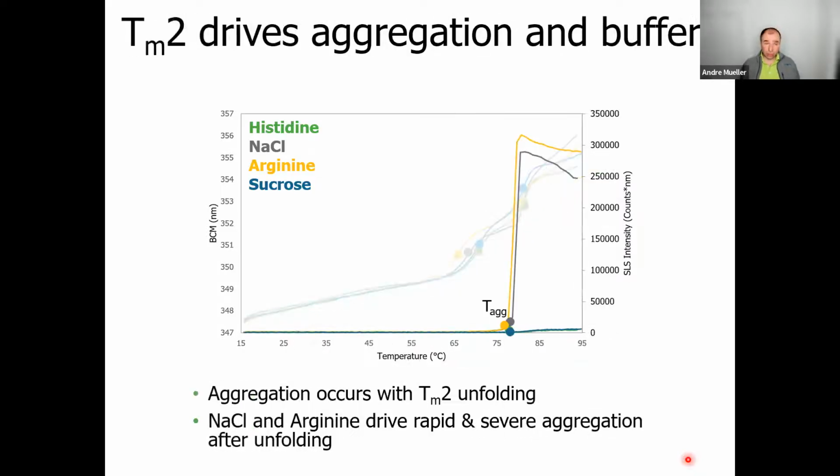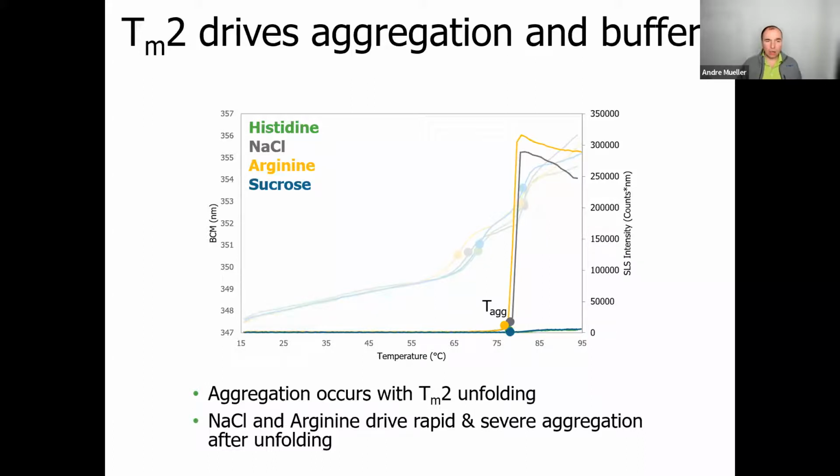We're looking at aggregation. We can see that while histidine and sucrose conditions remain pretty flat, there's a little bit of aggregation, but not too much. In the arginine and the sodium chloride condition, we see a pretty steep increase of the static light scattering signal, indicating that there is intense aggregation going on. This aggregation, all the aggregation events still seem to happen in concert with the second melting temperature, which is an interesting observation.